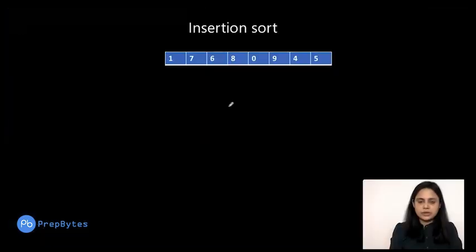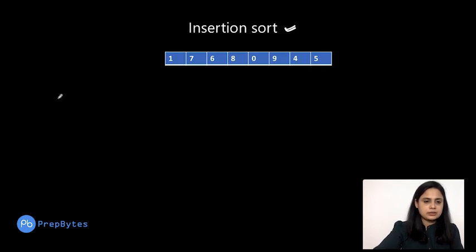Now let's try to understand another very interesting algorithm, which is insertion sort. First, let's try to understand the idea of insertion sort. Let's say you have several numbers or several cards on the table. Let's say they are just kept there randomly.